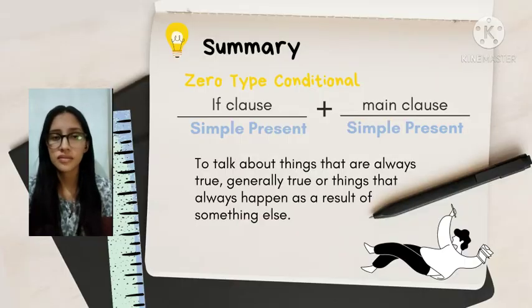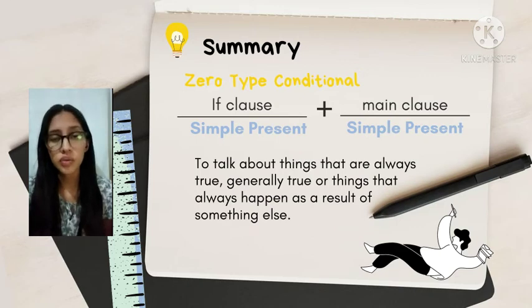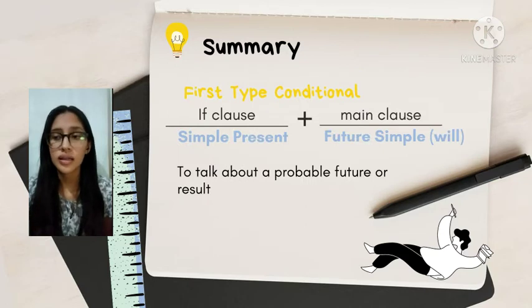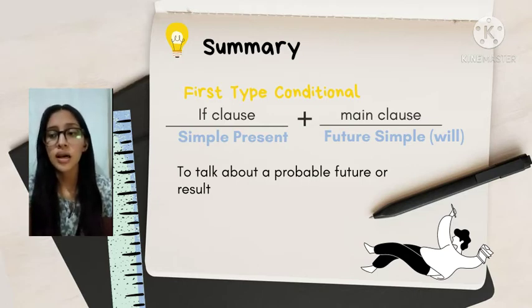Now, to summarize, we use the zero type conditional to talk about things that are always true, generally true, or are always a consequence of something else. We use the simple present in both clauses. This is the standard use of the zero type conditional, and we can also use modals with the conditions I explained before. Now, the first type conditional is used to talk about a probable future event or result, and you use the future simple tense in the result clause.